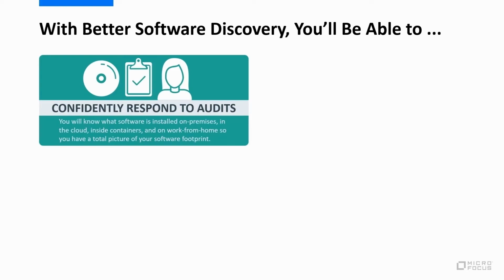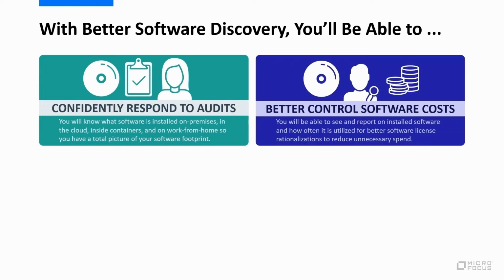So with better software discovery, what would you be able to do? Well, first of all, you'll be able to respond correctly and quickly to audits as you get them. And this is because you've already done all of the work to understand what software is installed on all of your platforms, all of your servers, all across your enterprise, whether it's locally or in the cloud. And secondly, you'll better be able to control software costs. And this is beyond just the point in time of an audit. Better software discovery gives you visibility to the number of software packages you have installed.